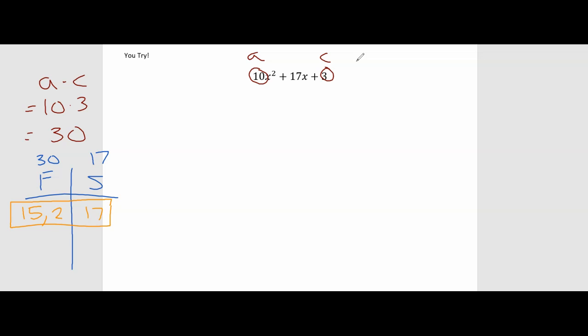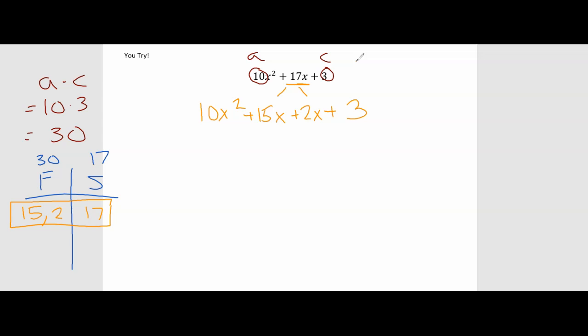Now we take these factors, right? And these factors are what tell us how to break this middle term apart. So we're going to have the 10x squared and we're going to have the plus 3. But we need to figure out what to split the 17x into. Well, the factors are 15 and 2, so I get plus 15x plus 2x plus 3.